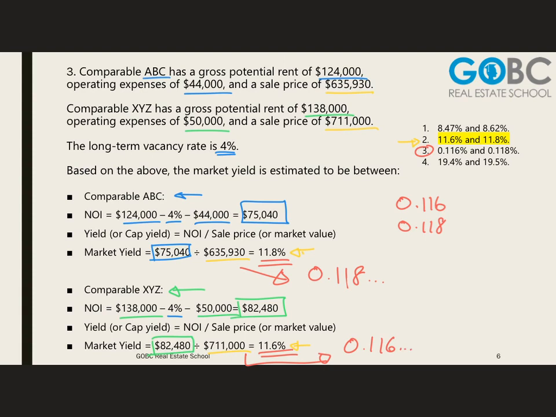Now remember, it's the same value, but it's expressed in a different way. This is the decimal form. This is not the percent form. In order to get to a percent, we need to multiply both of those by 100% in order to get our 11.8% and our 11.6%. So please don't be suckered into answering that, because answer number 3 is incorrect. It is actually answer number 2.